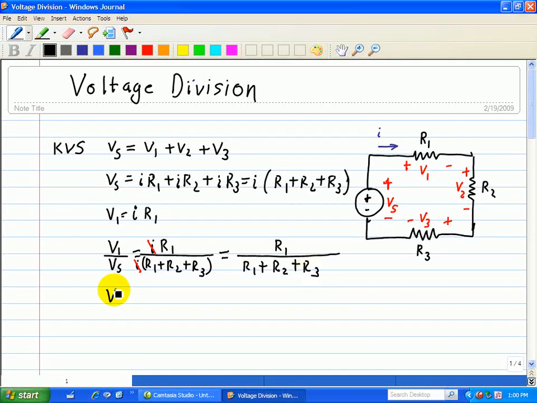We can solve for V1. We simply multiply Vs on both sides, and now we have V1 equals Vs times R1 all over the sum of those resistances, R1 plus R2 plus R3.